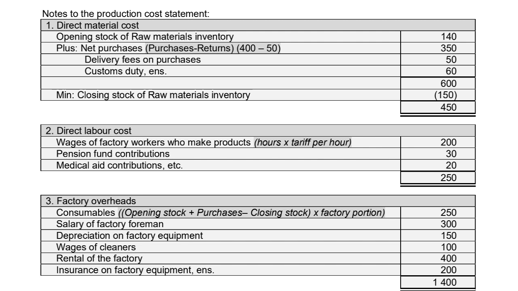2. Direct labor costs: wages of factory workers who make the products, our pension fund contributions, and any medical aid contributions. 3. Factory overheads. We'll start with our consumables. We'll take our opening stock of our consumables plus our purchases minus our closing stock times whatever portion goes to the factory overheads. Our salary of our factory foreman will be added, depreciation on factory equipment, wages of cleaners, rental of the factory, and any insurance on factory equipment.